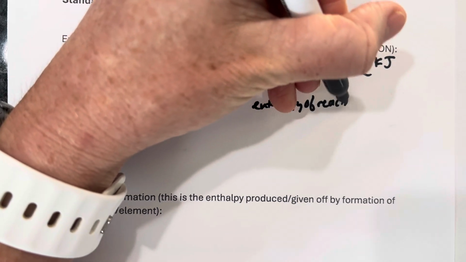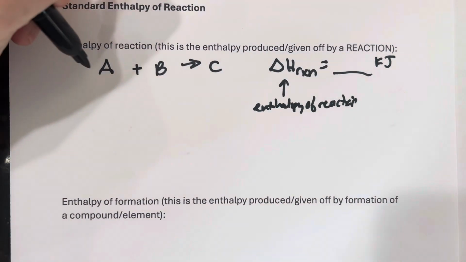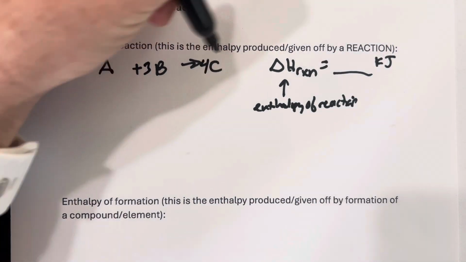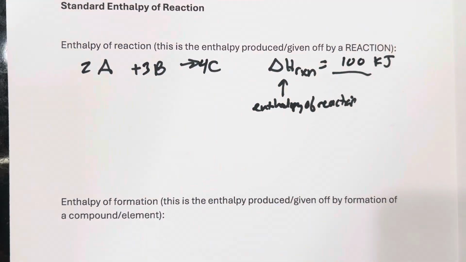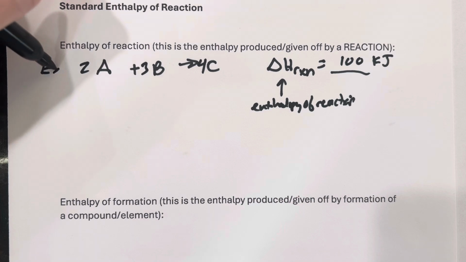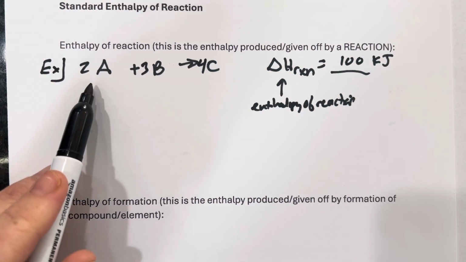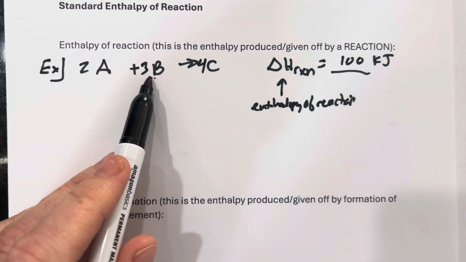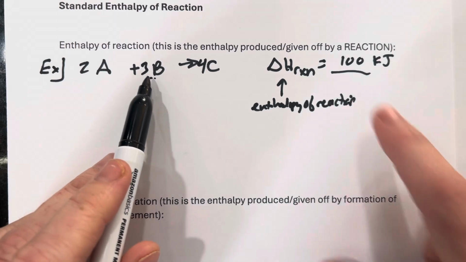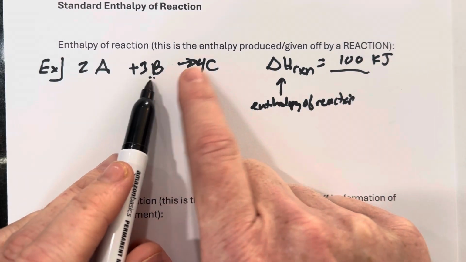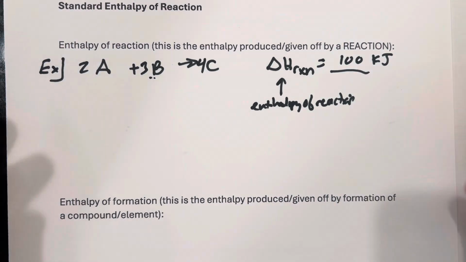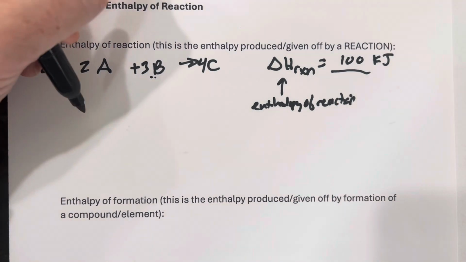So we use this when we did stoichiometry. So let's say, for example, this was 2A and 3B and 4C, and this was 100 kilojoules. So for example, we would say for every 2A and 3B, you require 100 kilojoules to get 4C. Okay, so we use this in stoichiometry.